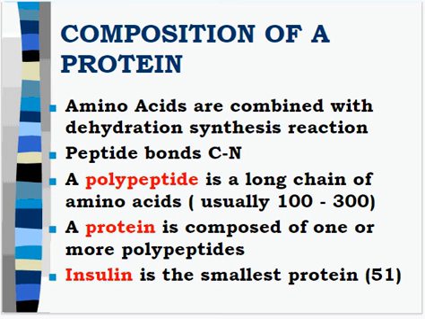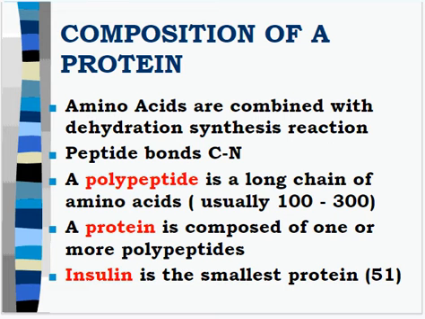Okay, let's talk about the composition of a protein. These are the last sets of slides in our note packet, starting at slide 16. Amino acids are combined in a dehydration synthesis reaction, forming a long chain of polypeptides. A polypeptide chain can usually be between 1 and 300 amino acids long.